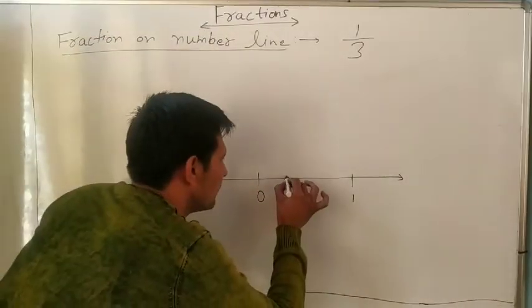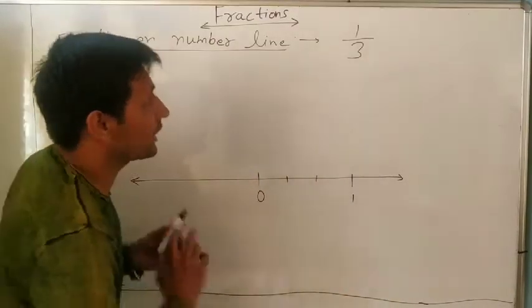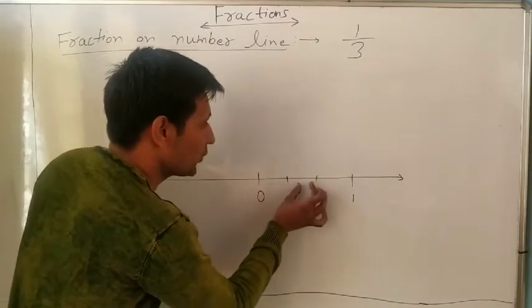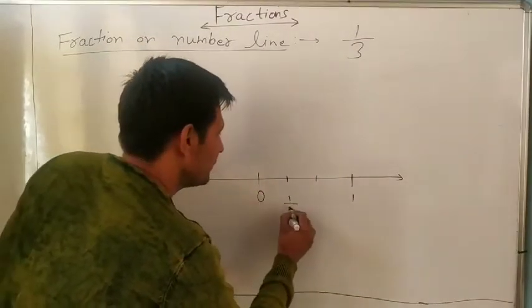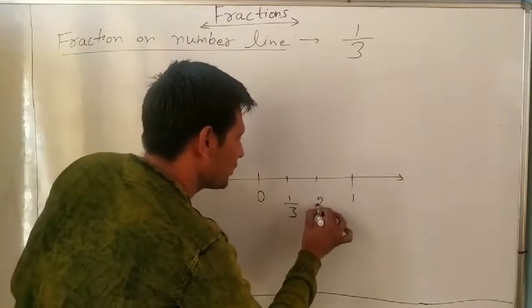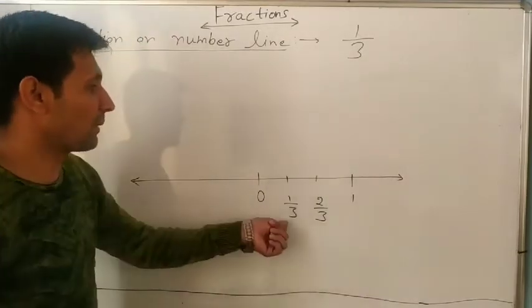So between 0 and 1, using a scale, we will show all 3 equal parts. How many equal parts? 1, 2, 3. So the first part is 1 upon 3. The second part is 2 upon 3. Understand it? So it is 1 by 3, 2 by 3.